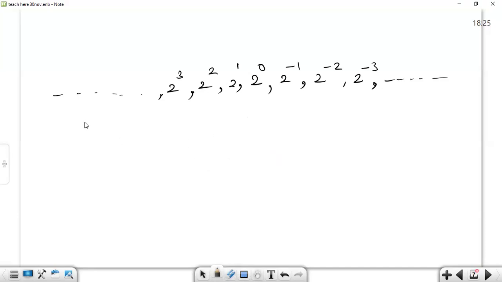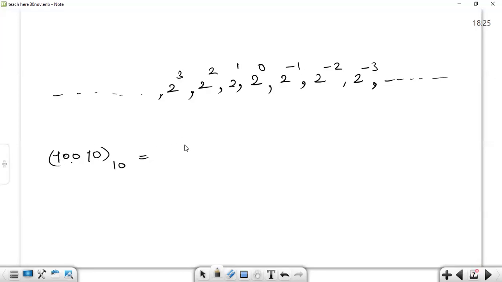Okay. So now let me write 10,010. This is in decimal number system. Now in decimal number system, how have I written it? Like 10 raised power 4 and then plus 10 raised power 1.